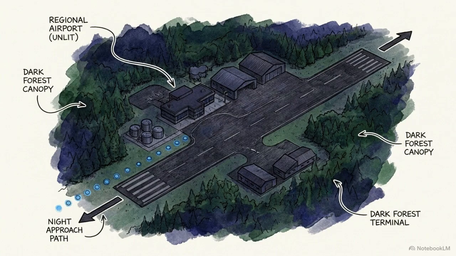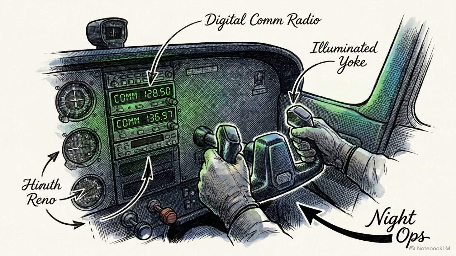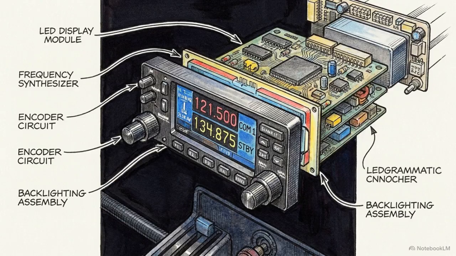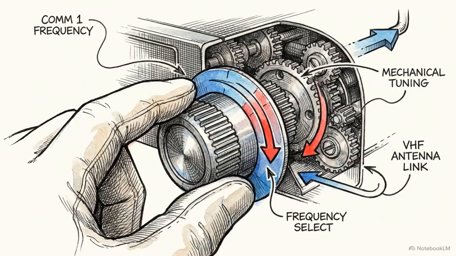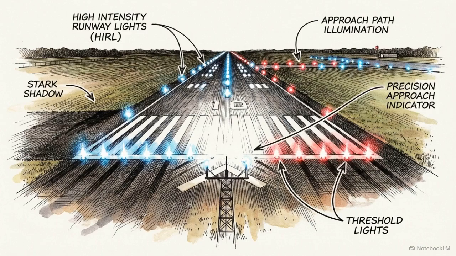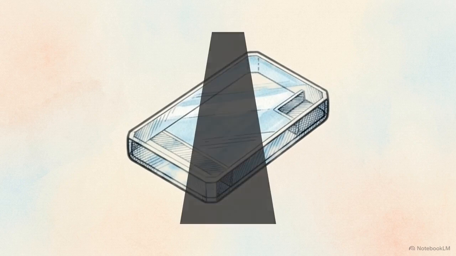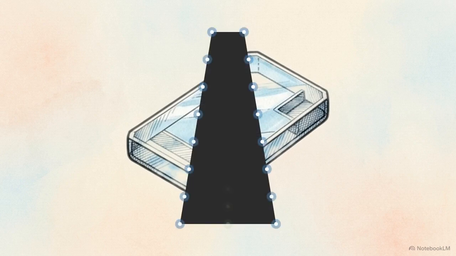At many uncontrolled fields, the lights do not stay on all night. Instead, they use a decentralized pilot-controlled lighting system. The pilot uses their onboard NavCom radio to activate the airport's grid from the air. The activation protocol is highly specific. By tuning to the published frequency and keying the microphone 7 times within 5 seconds, the pilot triggers the lights at maximum intensity. The system automatically holds that illumination for a 15-minute window.